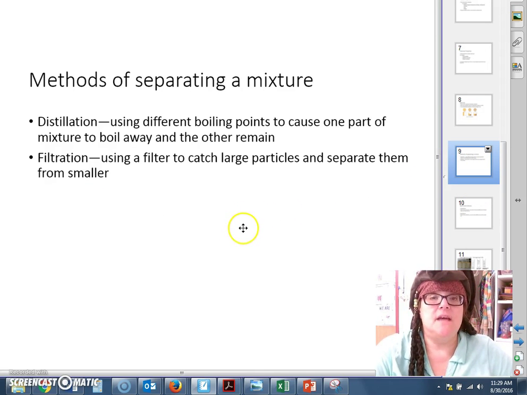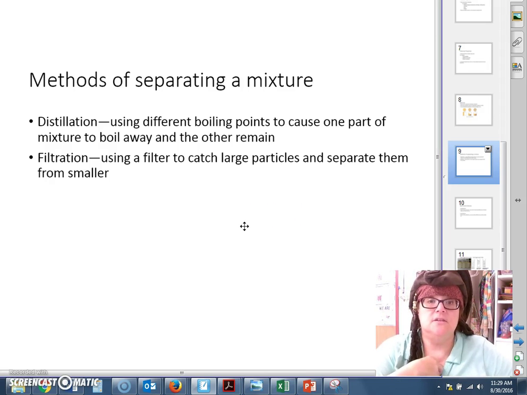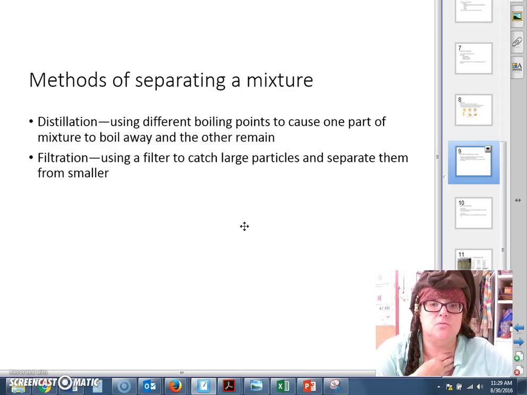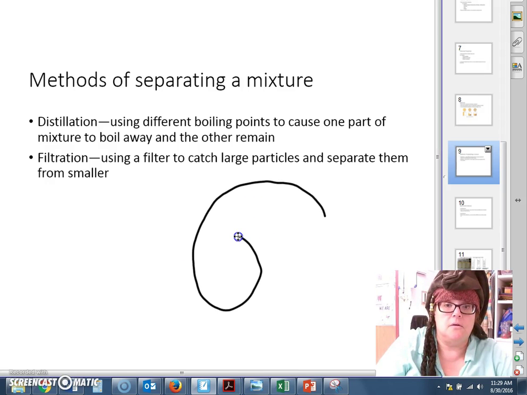The methods of separating a mixture, we can use distillation. Distillation uses different boiling points to cause one part of a mixture to boil away and the other remain. Okay, I was talking about moonshine earlier. A still is something that you have a fire over.